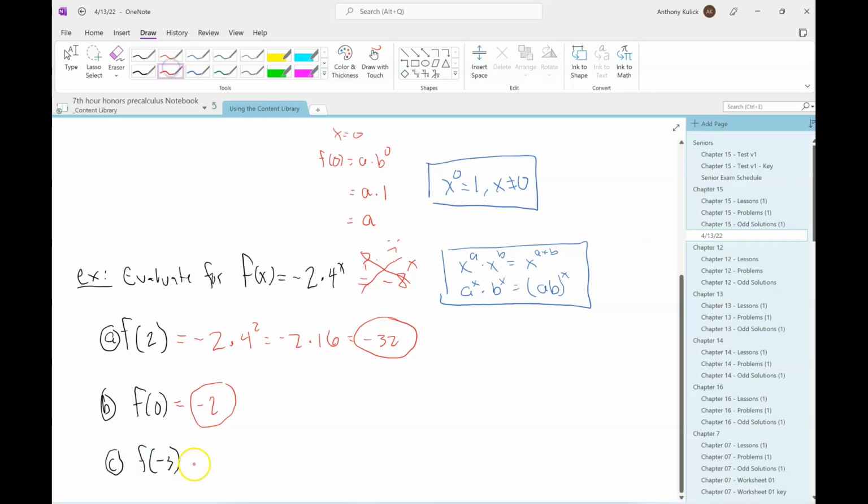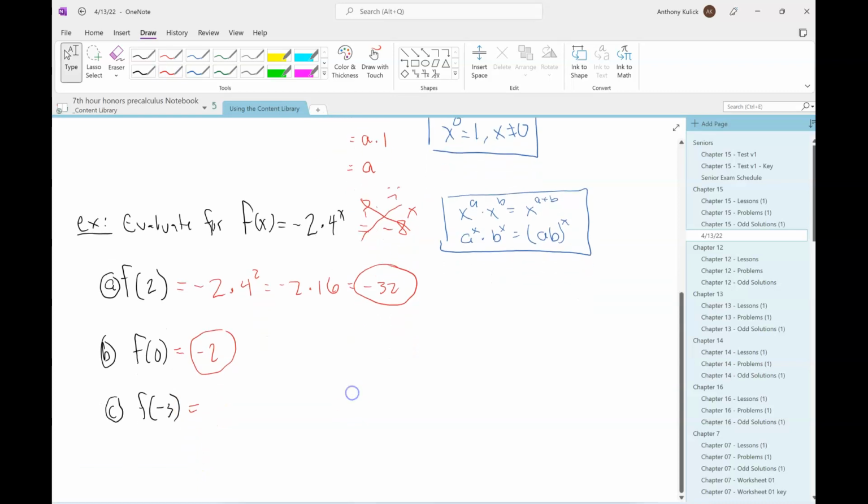I'm going quick because a lot of this is kind of reviewy, but if I have f of -3, well, we plug -3 in for x. And then what does a negative exponent mean? Yeah, it makes a reciprocal. So that's really 1 over 4 to the third. And 4 to the third is 64. So that's going to be -1 over 32.